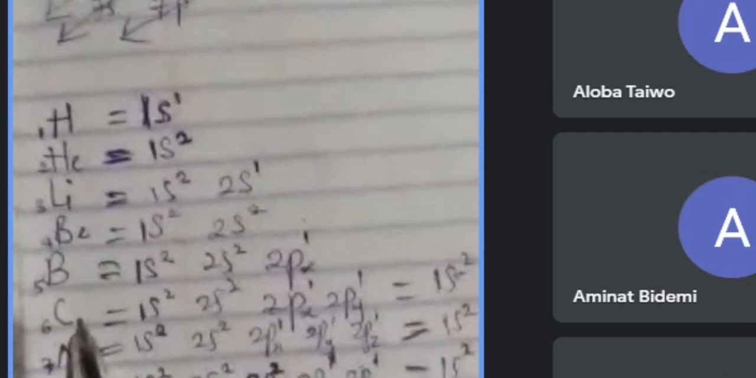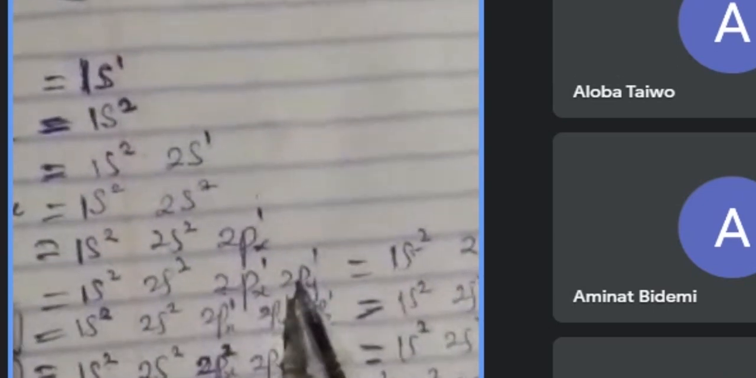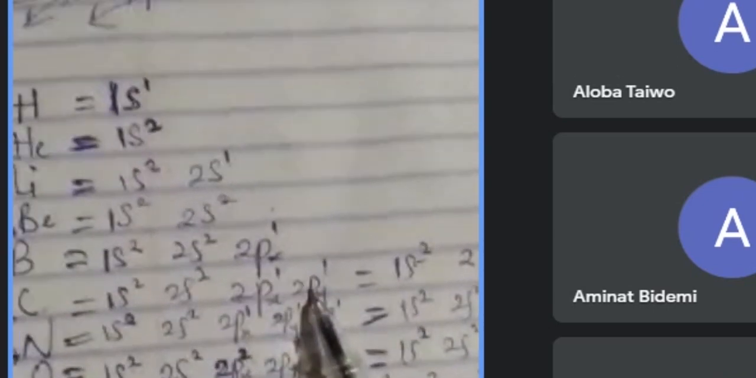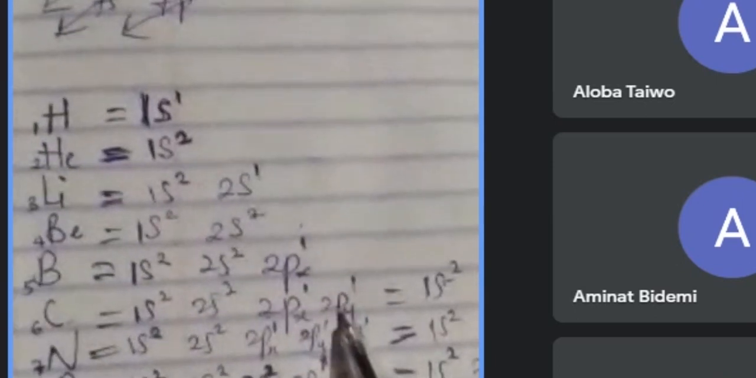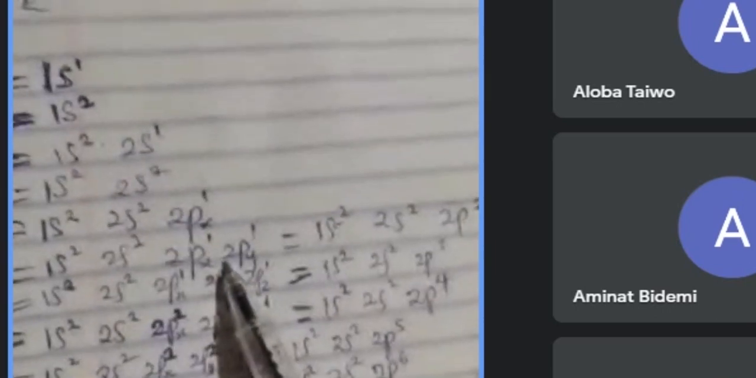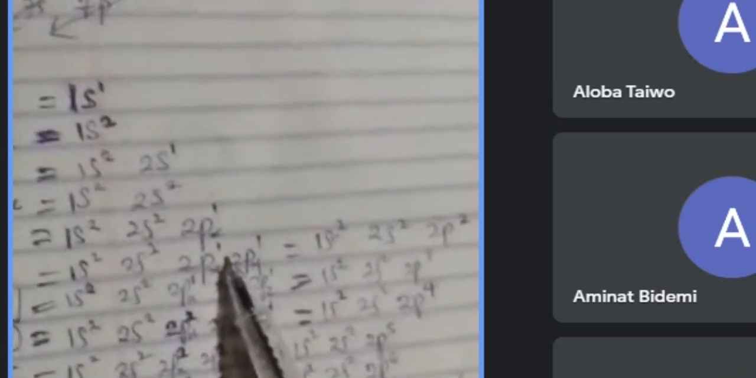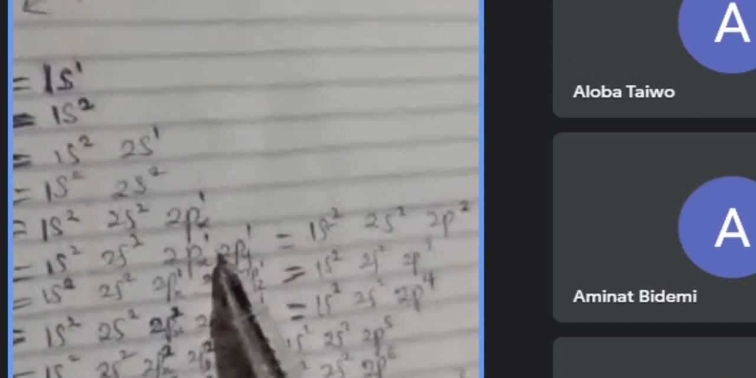So let's come to carbon. Carbon is 6. Where does carbon end? Carbon ends in 2p2. So carbon has 2 shells. That is the meaning: carbon is in period 2. Did we all understand? Carbon is in period 2.